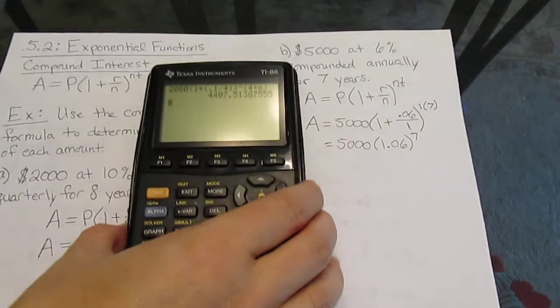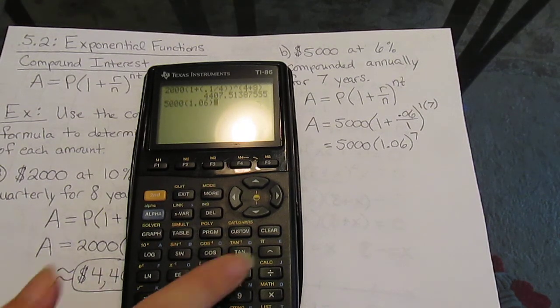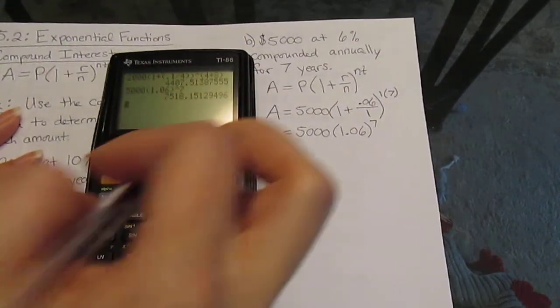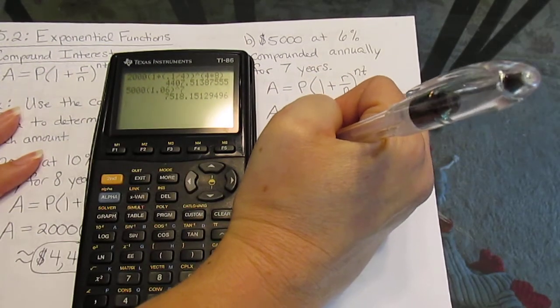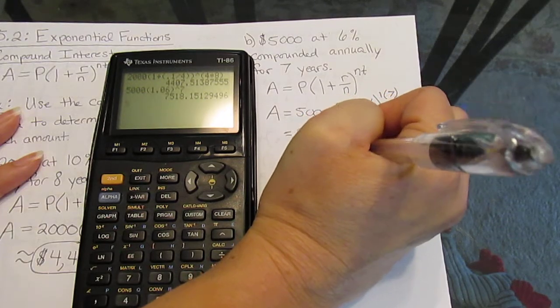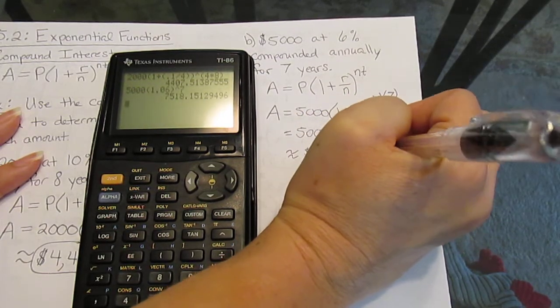All right, so we'll go ahead and plug it in. We've got 5,000 parentheses 1.06 parentheses caret 7. Enter. Okay, and that gave me 7,518.15.